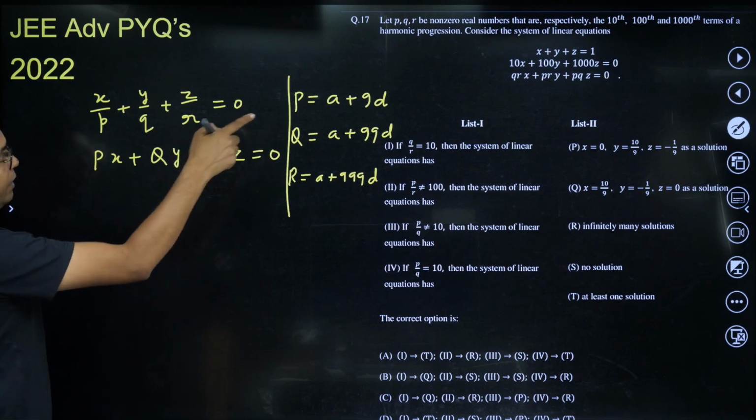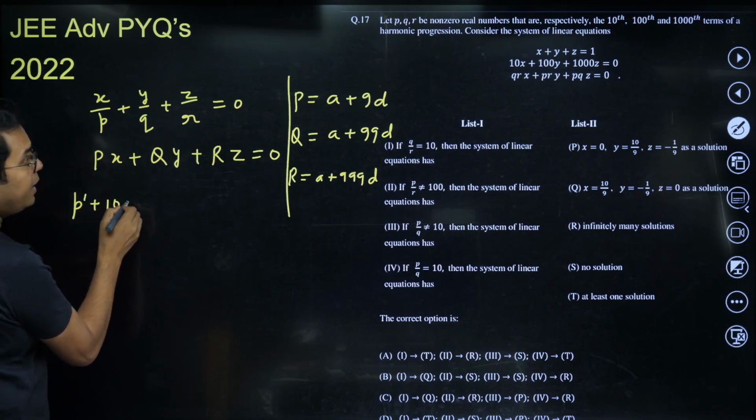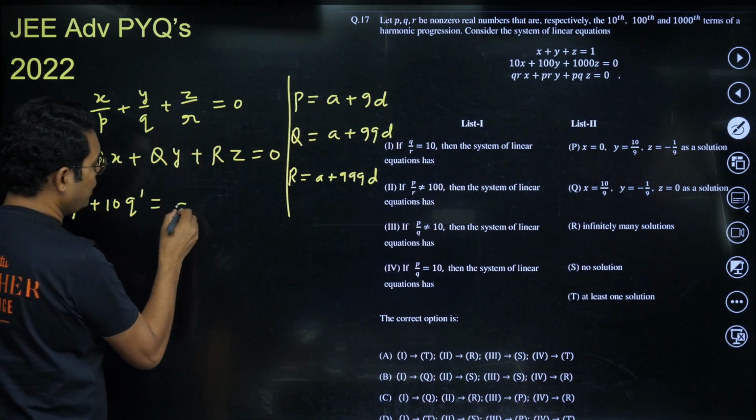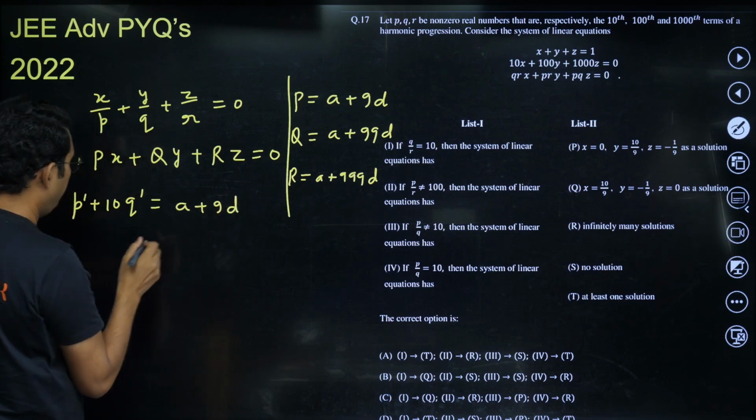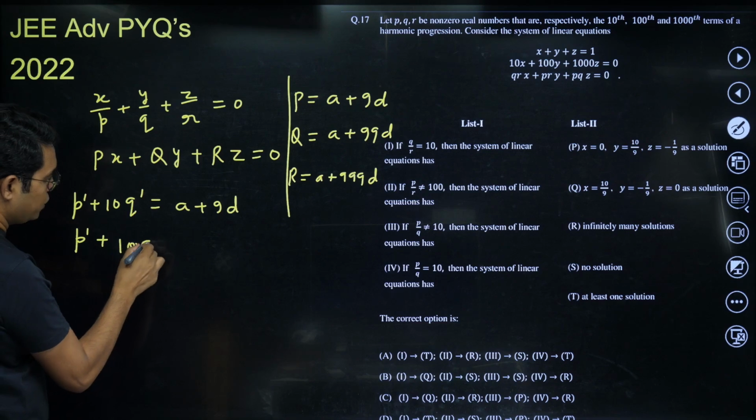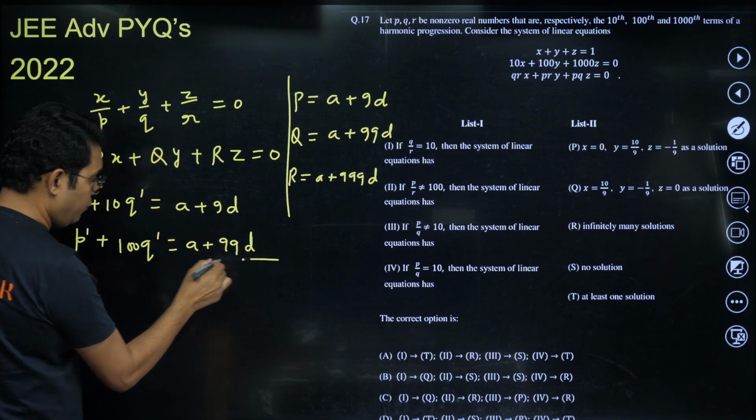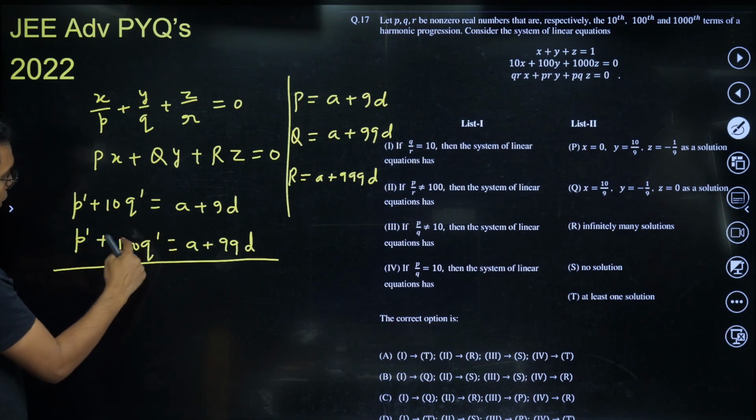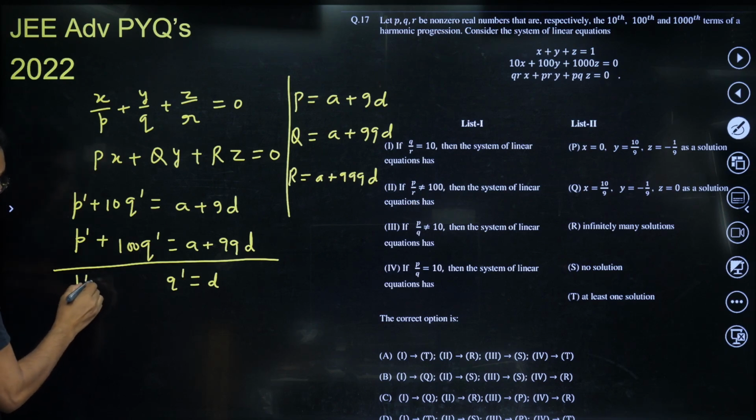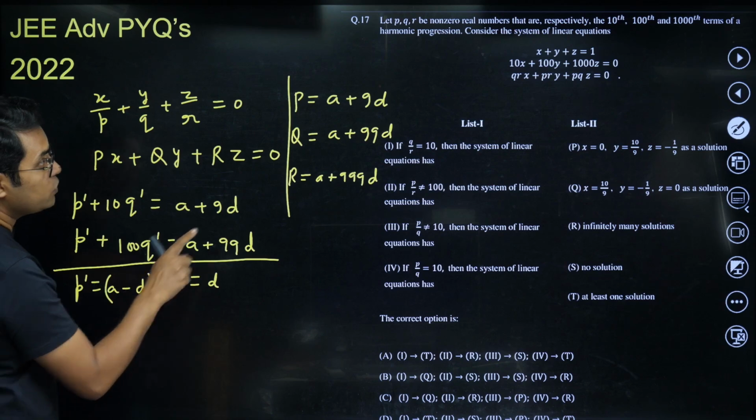So what I'll do, I'll be taking P dash because P was already there. So P dash plus 10 Q dash will be equal to P here, and P is what? A plus 9D. Similarly, P dash plus 100 Q dash will be equal to A plus 99D. If you subtract them, you will be getting Q dash is equal to D and P dash will be equal to A minus D. Okay, and you can check this is going to satisfy Z also.